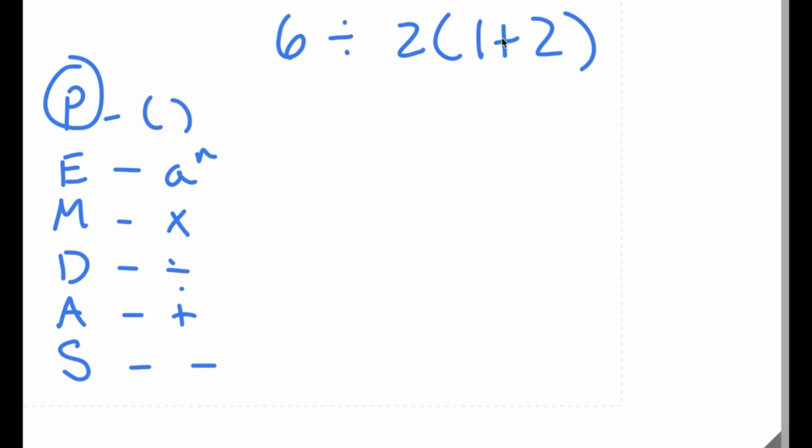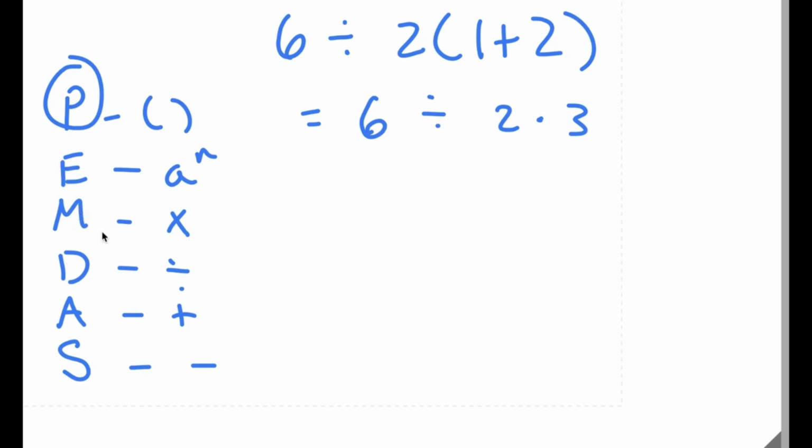Well, as you can see here, 1 plus 2 is in parentheses. So 1 plus 2 is equal to 3. So now I have 6 divided by 2 times 3. And 2 times 3 is written like this. Next, again, we look for parentheses. There are none. So now we go down to exponents. Are there any exponents here? No, there aren't. So now we're going to go down to multiplication.